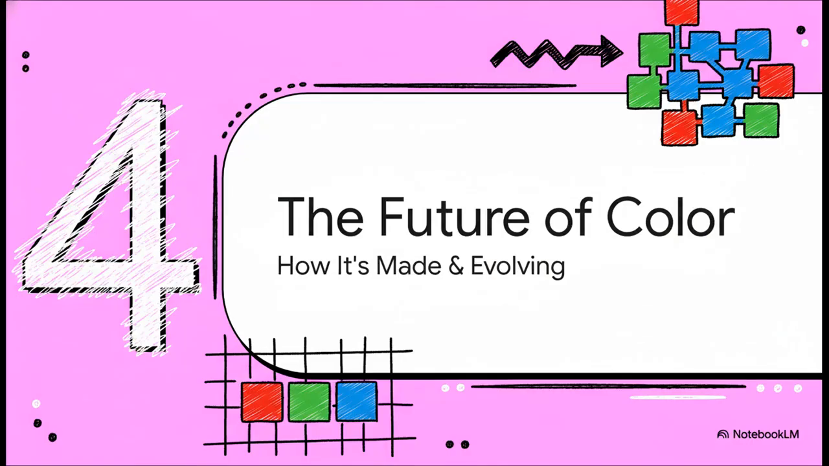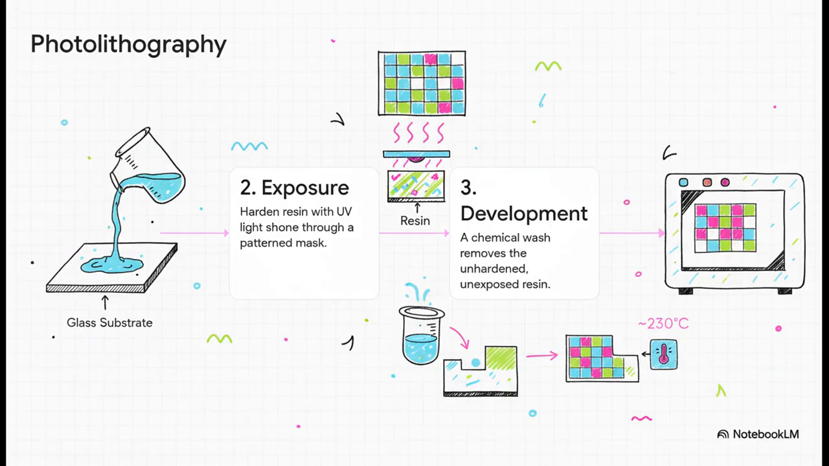Okay, so now we get the structure and the science. So let's touch on how these incredible filters are actually made and what kind of cool innovations are pushing the technology forward. Each layer, the black matrix, then the red cells, then the green, then the blue, is patterned using a crazy process called photolithography.